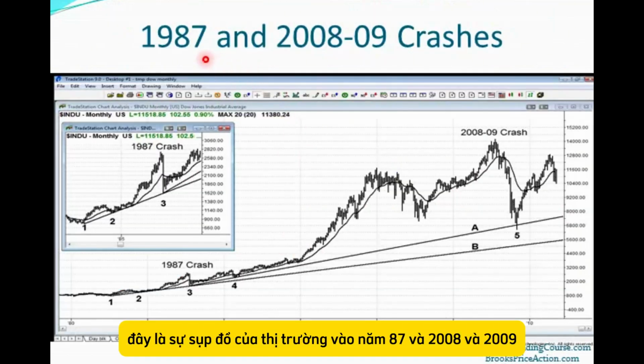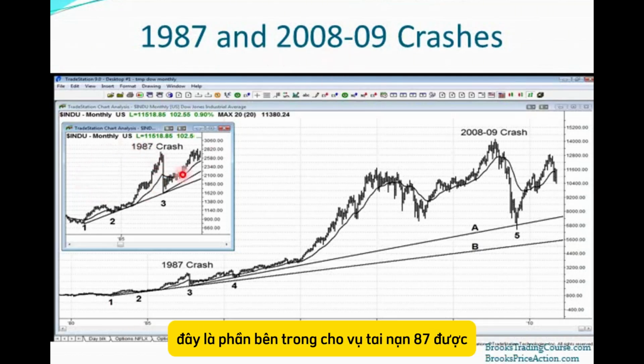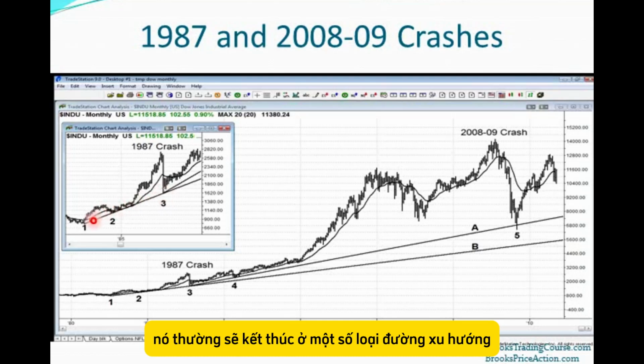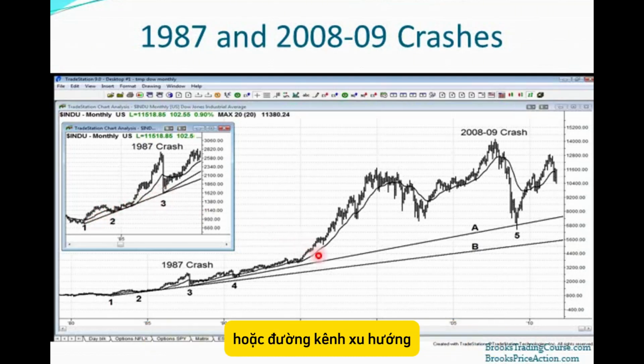This is the market crashes in 87 and 2008 and 2009. Here's the inset for the 87 crash. Okay, look where the crash ended, exactly at a monthly trend line, right? So you have to think that there might be a channel there. However, anytime the market is making violent big moves, it's usually going to end at some kind of a trend line or trend channel line.